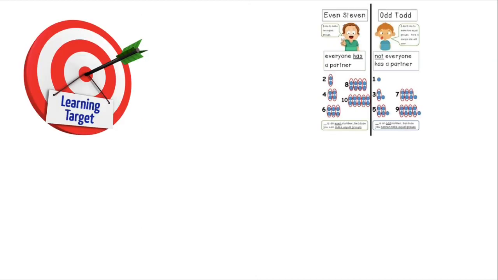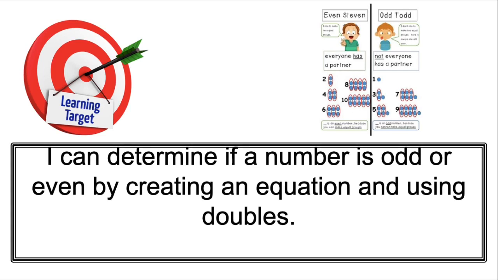Let's look at our I can statement. Our I can statement is: I can determine if a number is odd or even by creating an equation and using doubles.